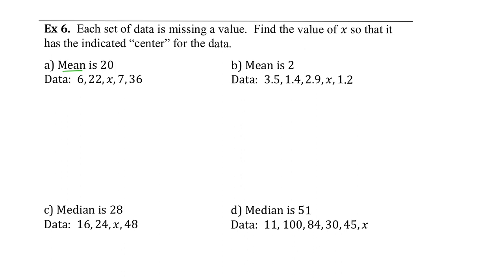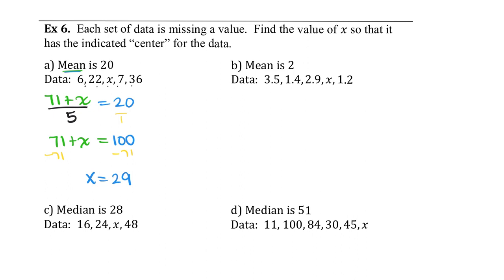So if I do 71 plus X and then divide by how many numbers there are, 1, 2, 3, 4, 5 numbers, the answer should be 20. Let's solve this by cross multiplying. 71 plus X equals 20 times 5. 20 times 5 is 100. Then if I minus 71, I get X is 29.